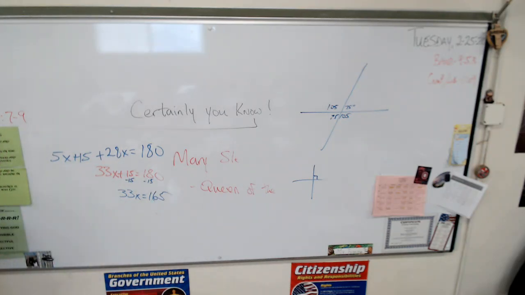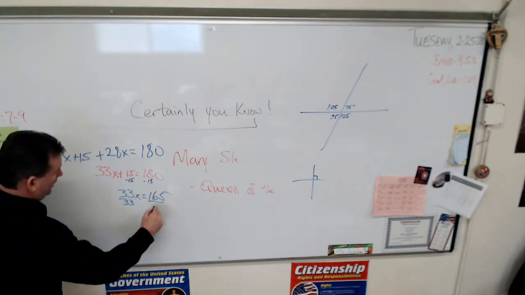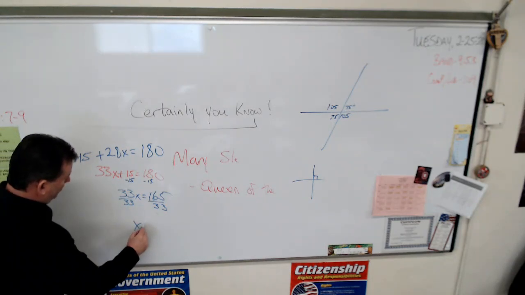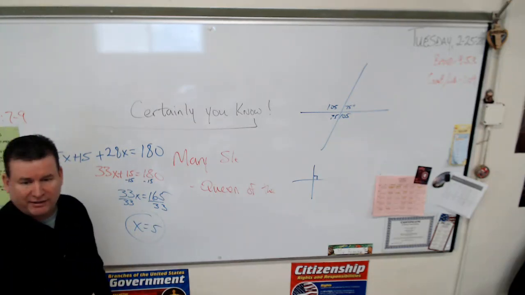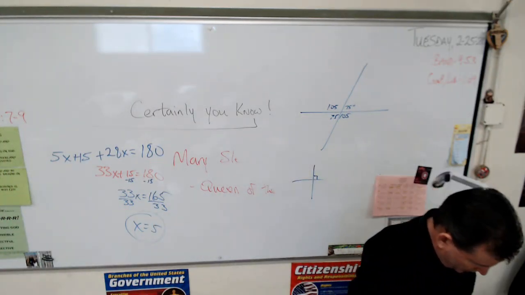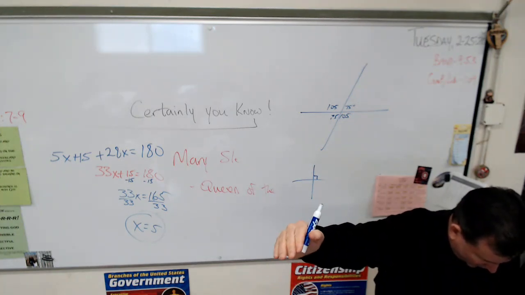How do you get rid of the 33? Divide by 33, both sides, right? Yes, sir. And x equals? 5. Now wait, you're not done. They need to know the value of those angles.